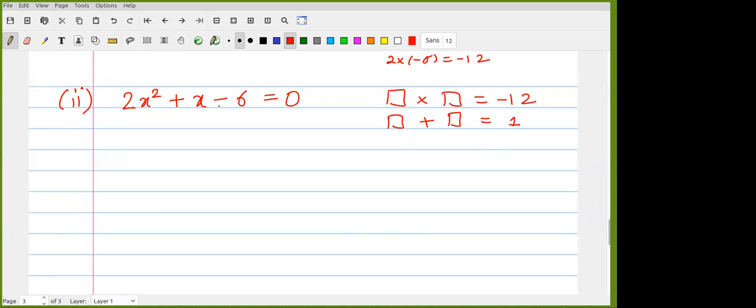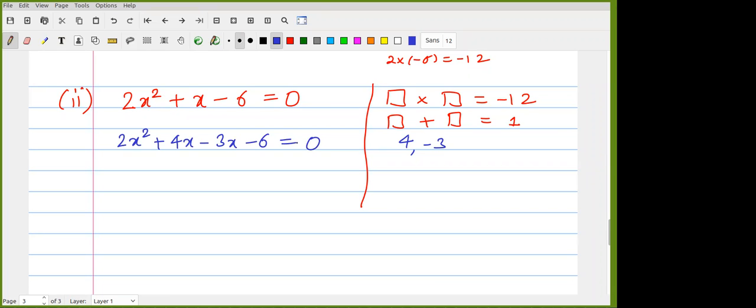Now see, the reason we are giving special treatment this time is that the coefficient of x square is not 1 but 2. So we multiply that quantity with this number here. Now tell me, what are the numbers? When you multiply them, we get -12, and when we add them, we get +1. 4 and -3. All of you agree? Okay, so we can rewrite this as 2x square plus 4x minus 3x minus 6 equal to 0. All of you agree?